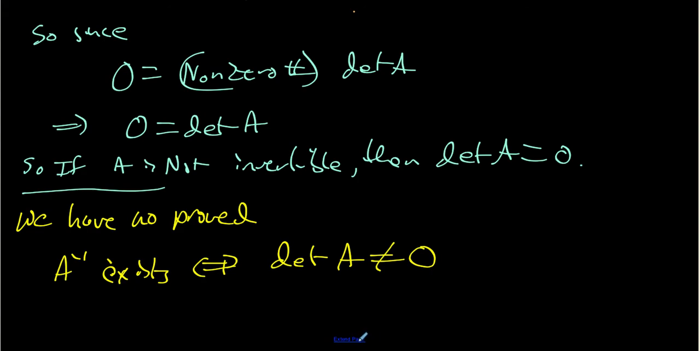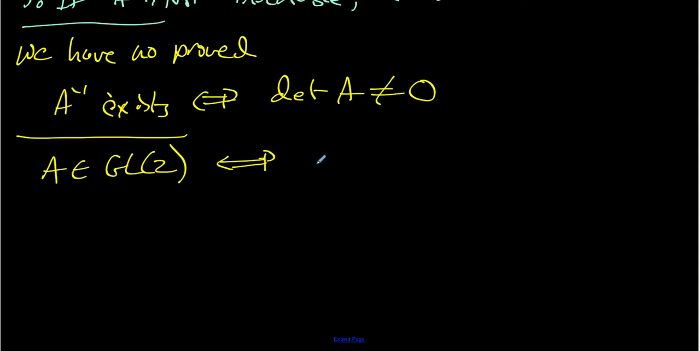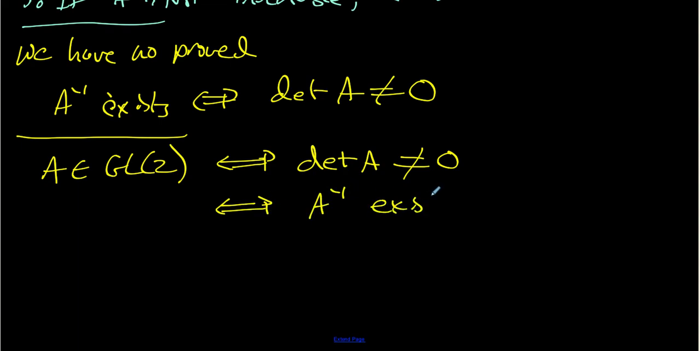Now, from a modern algebra point of view, what this means is the very important fact that A belongs to GL2, the set of invertible matrices, if and only if the determinant of A is not 0. And A belongs to GL2 then if and only if A inverse exists. And that ends this particular video.